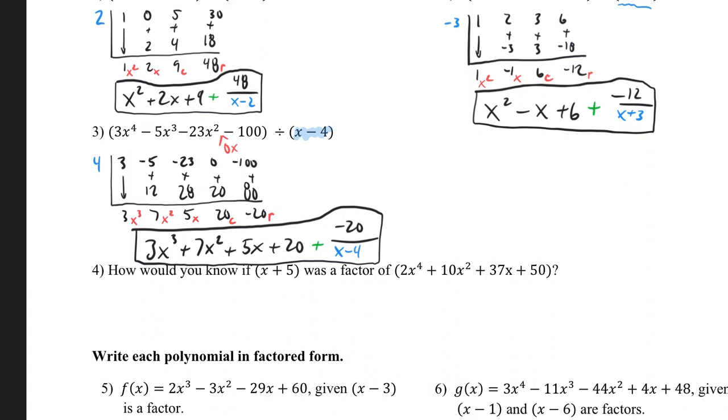Question 4: how would we know if x plus 5 was a factor of 2x to the fourth plus 10x squared plus 37x plus 50? Well, we would know it was a factor if, when we did the division, the remainder was 0.